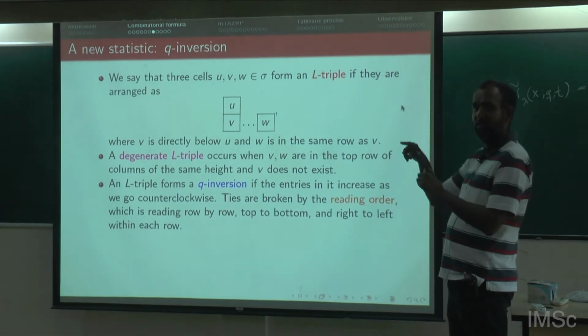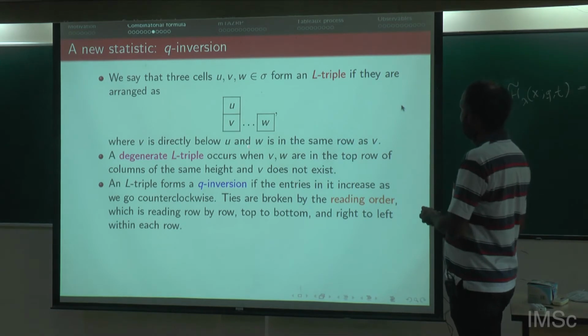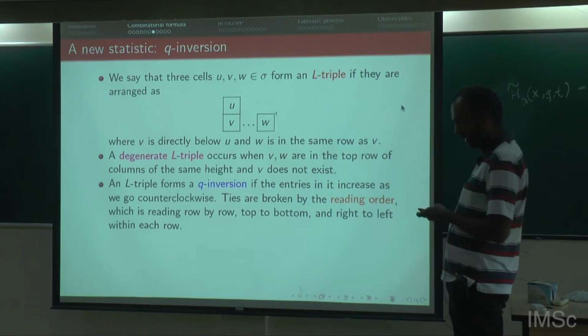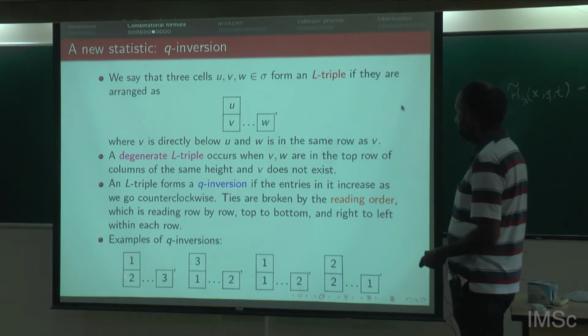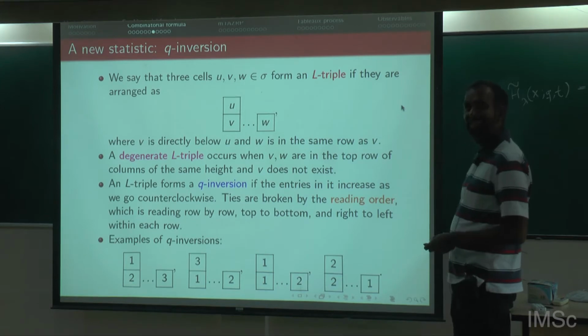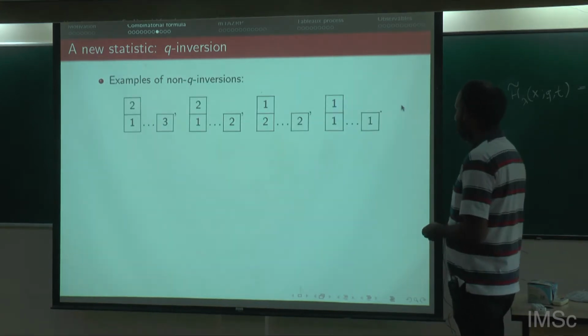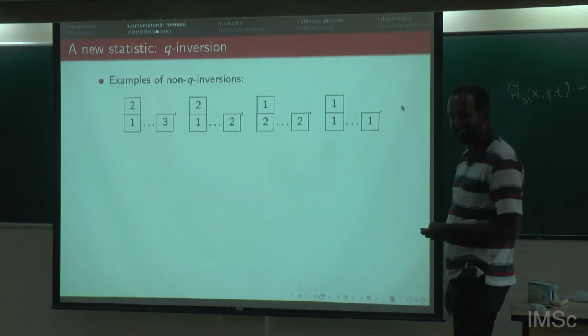Okay, so the only difference is that we moved the W from top to bottom somehow. Okay, and again, forget about ties for a moment. So again, these are the Q inversions. What is so Q about it? I'm going to say that. Yeah, just hold on for this slide.